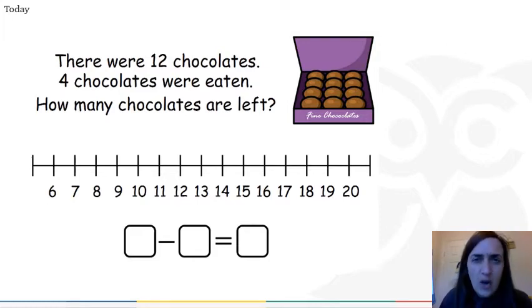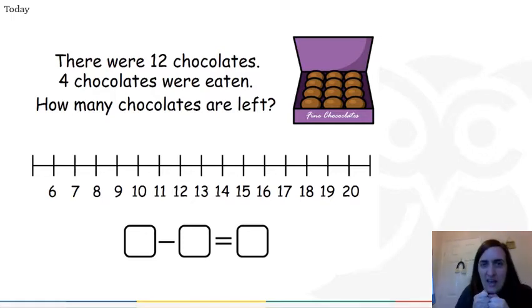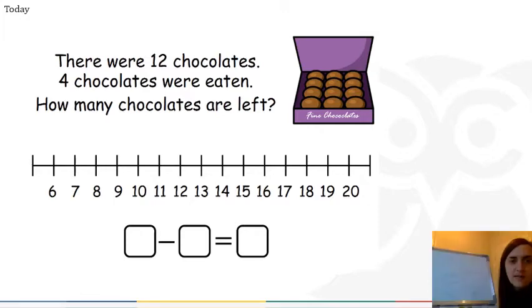First of all, we need to think, what is the number sentence I need to do? Have we put more chocolates into the box and added some, or have some been taken away? Well, some have been eaten, haven't they? So that means that they have been taken away. Because if we eat something, it disappears, doesn't it? Gets taken away.